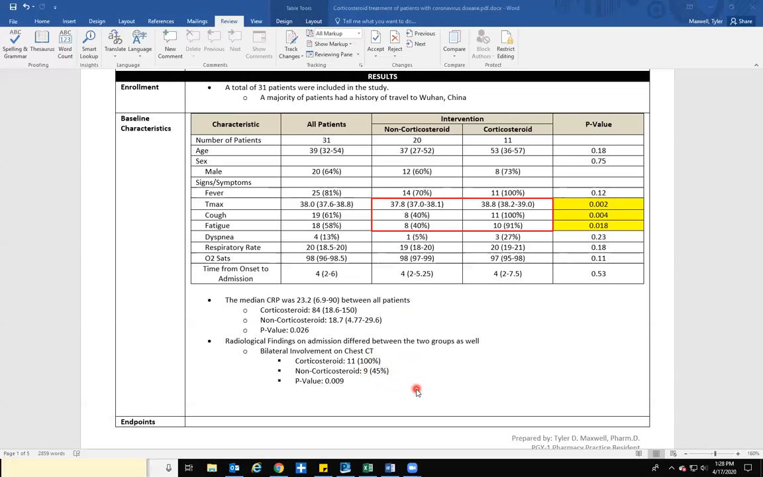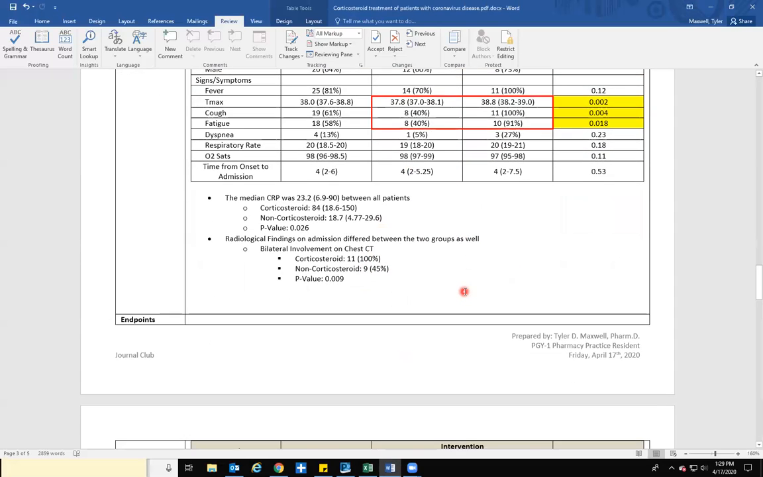So these two factors here really play into the same thing that we had talked about when looking at their signs and symptoms on admission. That the patients in the corticosteroid group were sicker patients than those in the non-corticosteroid patient population.